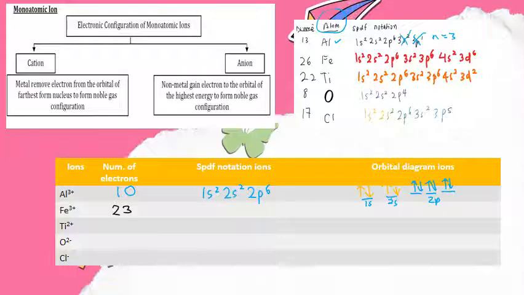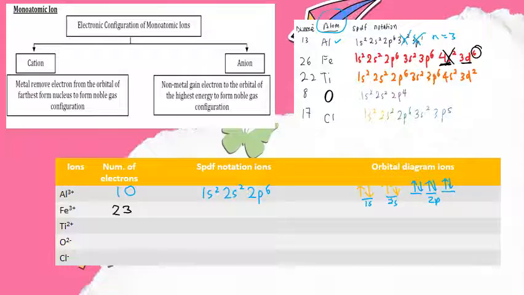Jadi kita nak remove elektron daripada mana? So elektron mesti remove daripada highest energy level. Okay, daripada level yang jauh daripada nukleus. So kita kena remove dulu daripada ini. Okay, you need to remove from the 4s first. So 2 biji elektron kita buang daripada 4s, dan sebiji elektron, okay, kita akan buang daripada 3d.